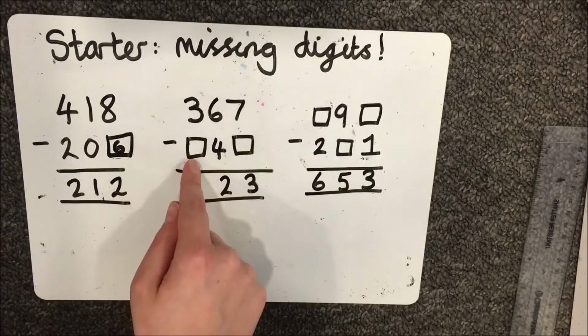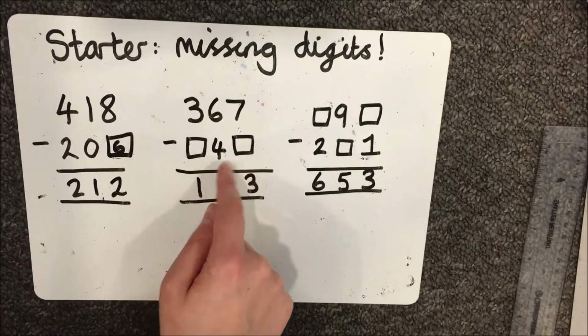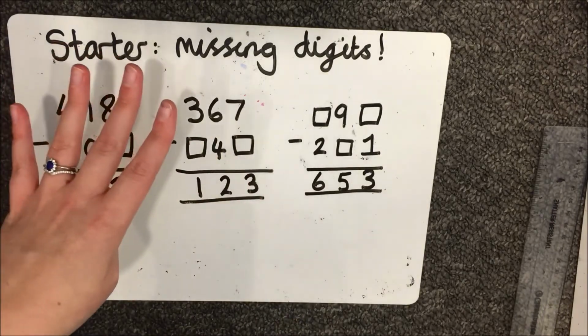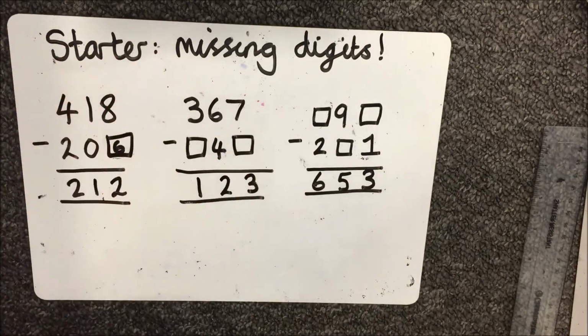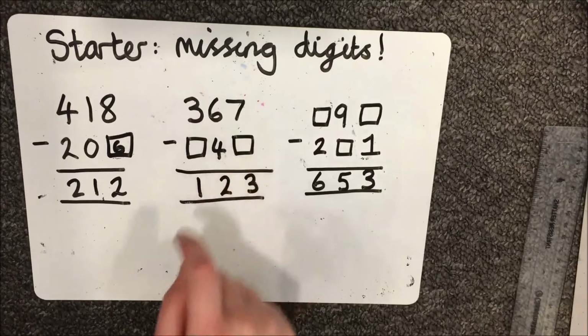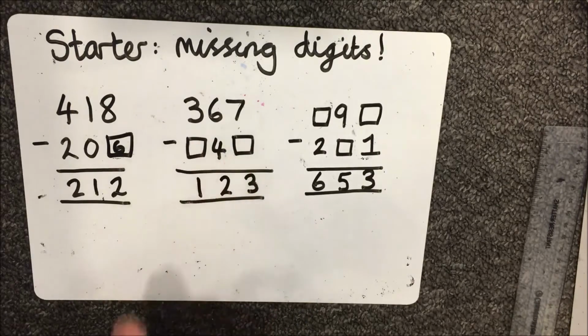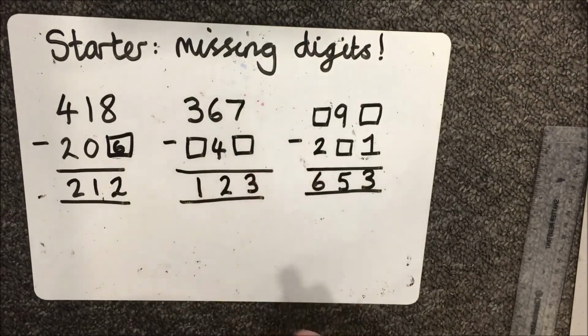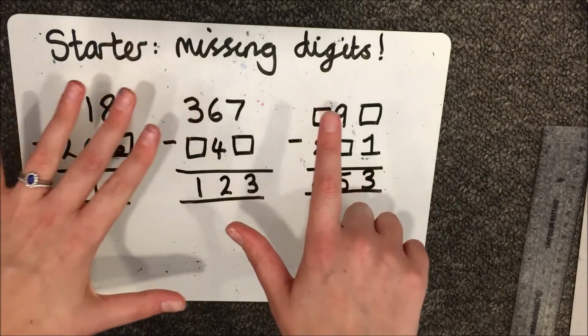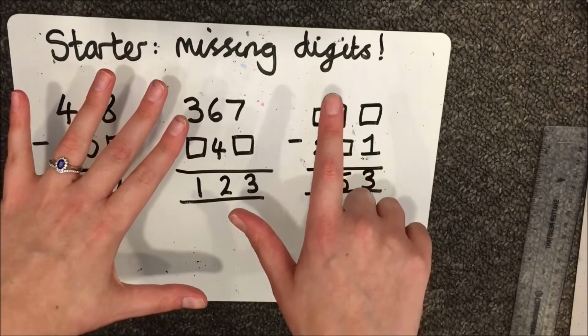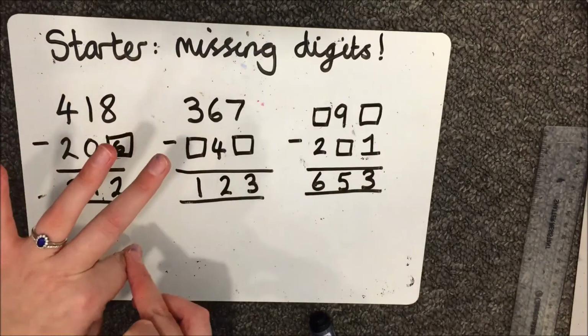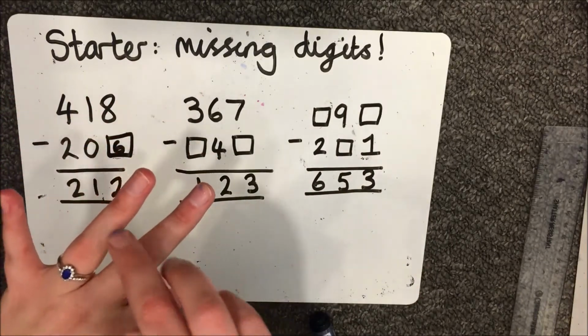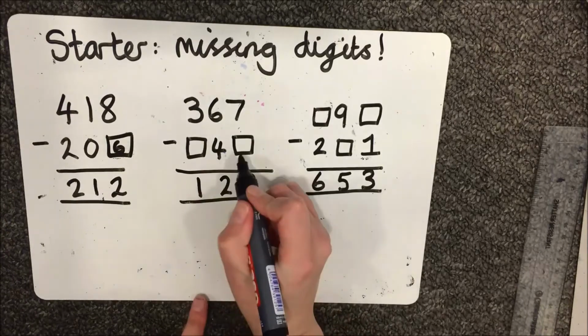367 take away something and 40 something. We know this is 40 because it's 4 tens, 10, 20, 30, 40. It's the same as 123. What have we got missing this time? We've got our ones that we've taken away, which are missing, and also our hundreds. So let's go to our ones first. 7 take away something is the same as 3. Put 7 fingers up. What do we have to take away to get to 3? 1, 2, 3, 4. I've taken away 4 and I'm left with 3. So 4 goes in that box.